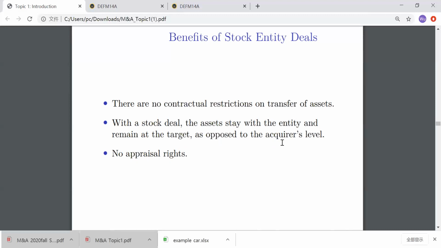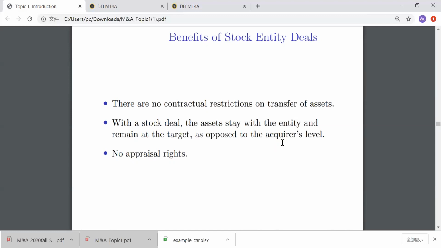And also there are no appraisal rights for the shareholders of the target. We'll talk about appraisal rights in a little bit. Basically, it means that if target shareholders are not satisfied with the offer price that the acquirer paid, they can go to the Delaware court to ask the court to evaluate the value of the shares they hold. Basically, to evaluate a target company, right?